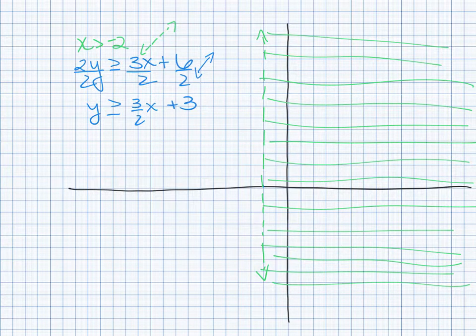So what's the y-intercept of the second equation? 3. So we plot the 3. And then we go up 3 over 2 from that point, up 3 over 2, and that's about all I can do that way. So let's go down 3 and left 2, down 3 and left 2. Okay, and this is going to be a solid line. So go ahead and draw that.